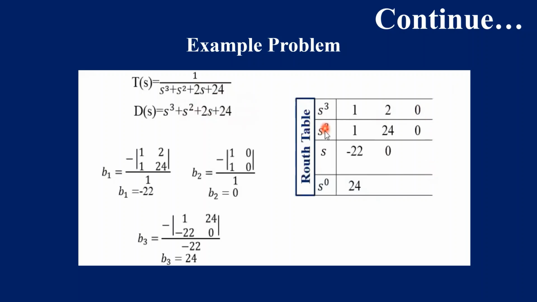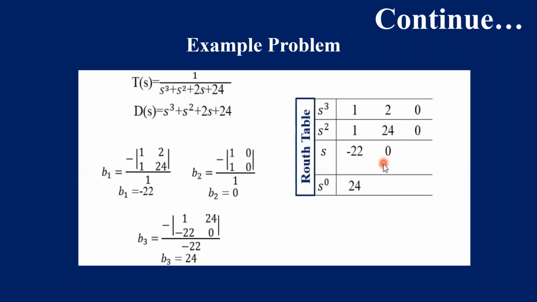In the next row, I will write down s squared. So skip the first element and start with s squared. The coefficient of s squared is basically 1, so write down 1 right there. After this, skip the value and put 24 right there. After this, there is no element, so write down 0. The remaining entries are filled like that.